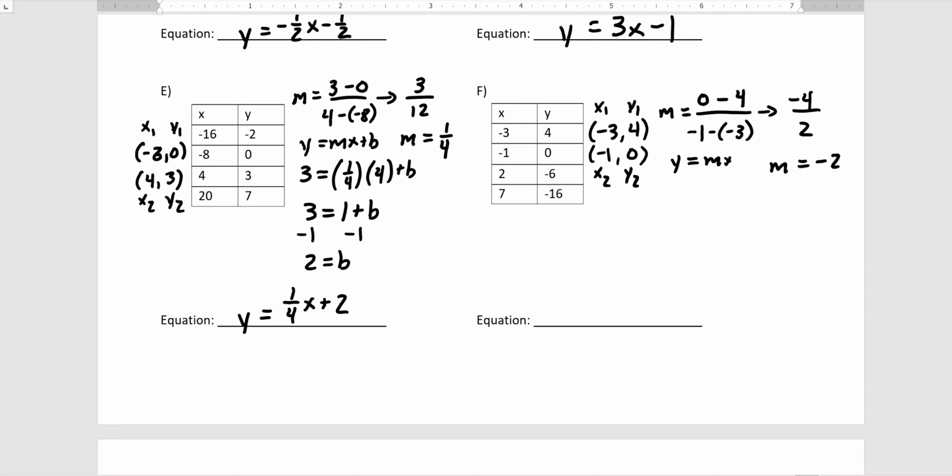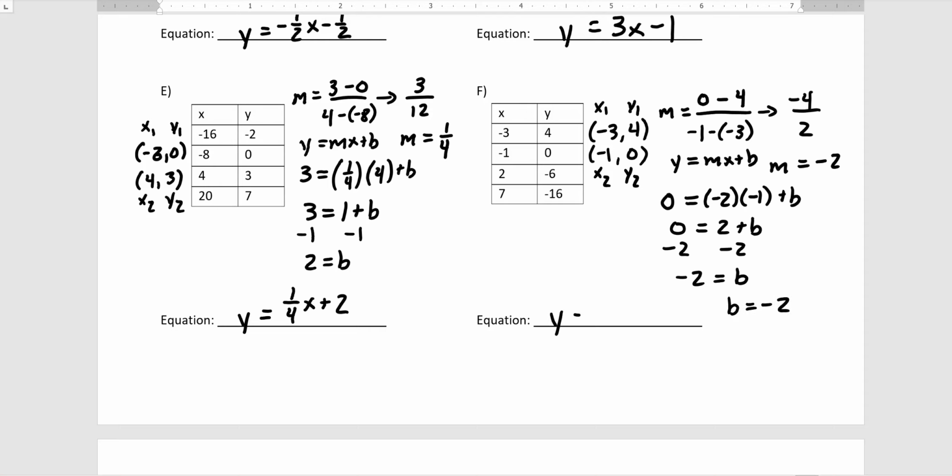Now, when I plug in y equals mx plus b, let's use this point -1, 0. So I'd say 0 equals -2 times -1 plus b. -2 times -1 is positive 2 plus b. To get b all by itself, I'd have to subtract 2 from both sides. So I'd say that b equals -2. So my equation would be y equals -2x minus 2. And that's it. That's all we're going to do today.